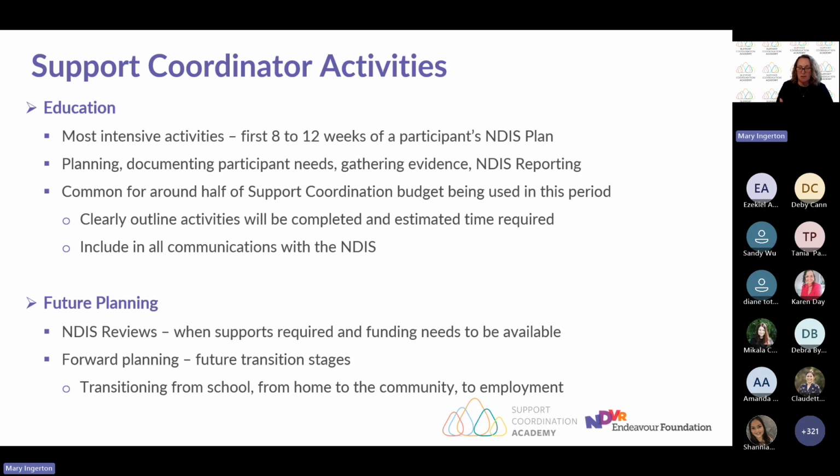So think about transitioning from school. If you're working with children or teenagers who might be transitioning from school in 6 months or 12 months' time, do that forward planning about what that is going to look like. What's the evidence I need to gather now? When will the funding need to be available? What kind of supports will need to be available?